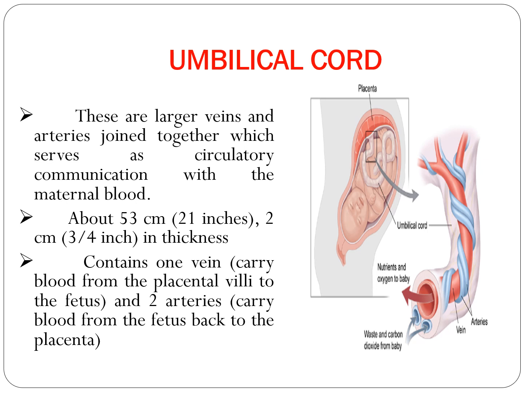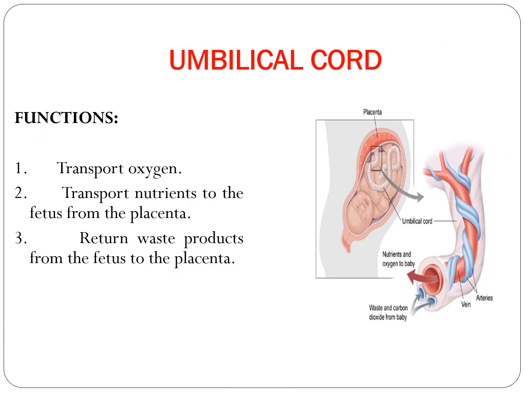It contains the vein, as mentioned, to carry blood from the placental villi to the fetus. Two arteries carry the blood from the fetus back to the placenta. Ulitin natin yung taob natin, yung one vein carries the blood galing sa placenta papunta isusupply sa fetus. Pabalik naman sa fetus to the placenta are the arteries. The functions of the umbilical cord: transport oxygen, transport nutrients to the fetus, and return waste products from the fetus to the placenta. Ano to? Siya yung tube. That's the umbilical cord functions.